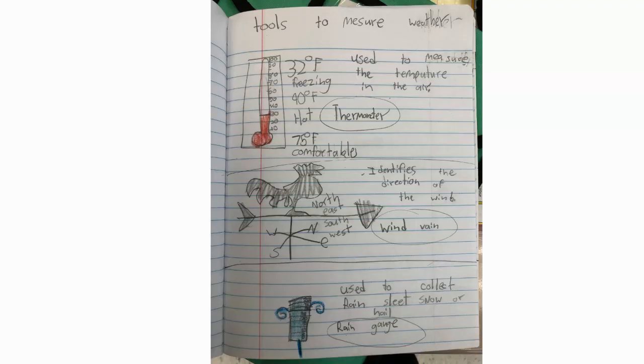So now in a journal or on a piece of paper, I want you to draw the tools we've learned about and then write and tell me about them. So draw them and label them and then describe them.